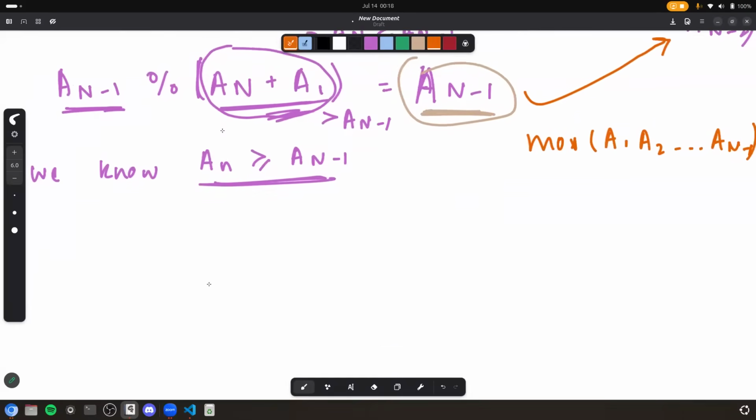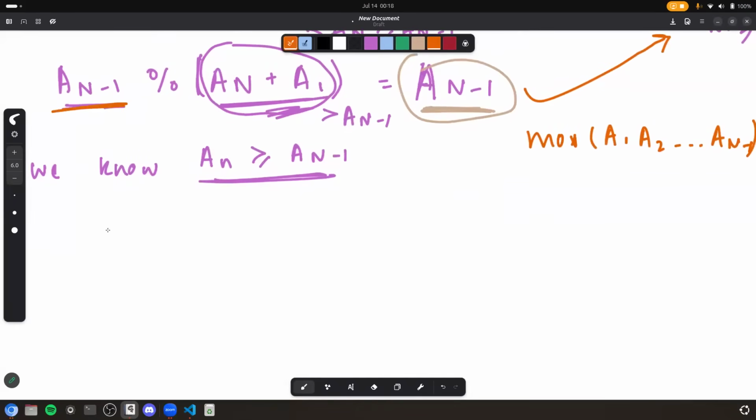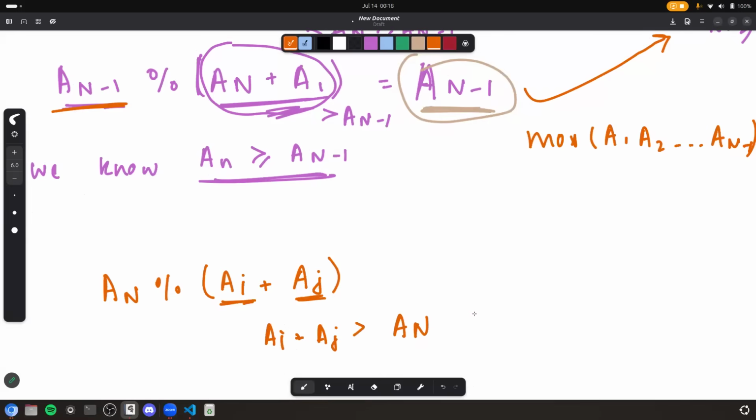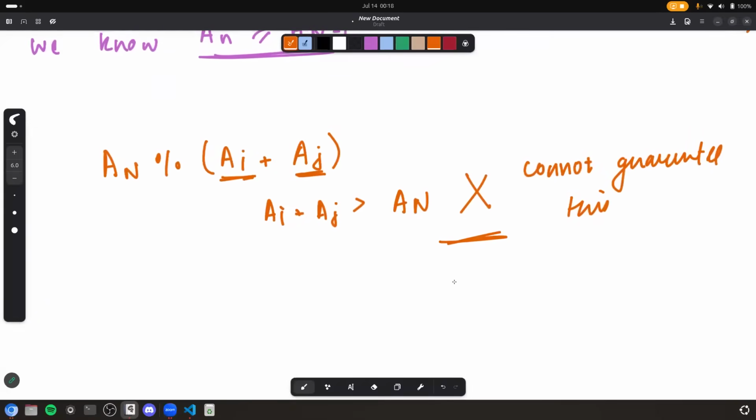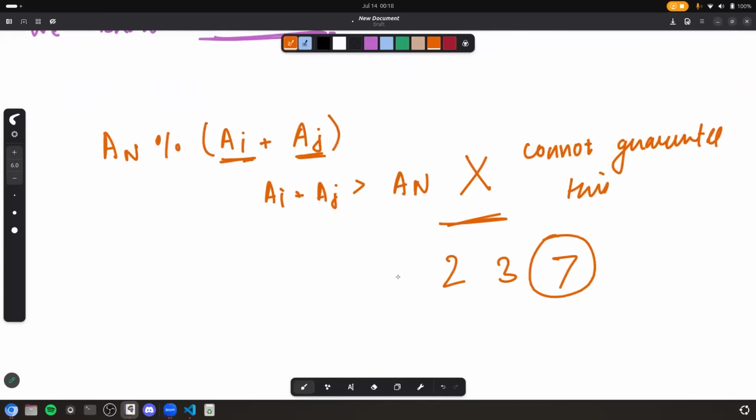Now what happens if we choose AN as the ith element? Then it would become AN modulo AI plus AJ. Now I and J can be anything, and I cannot guarantee that AI plus AJ is greater than AN. We cannot guarantee this, since AN is the maximum element. We can see this in a simple test case, for example, 2, 3, 7 maybe. Now 7 is the maximum element, and we cannot guarantee any two elements that give us a sum greater than 7.